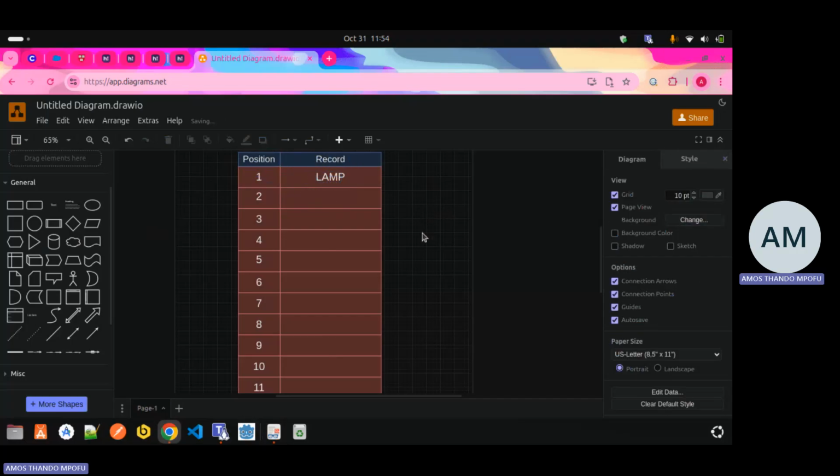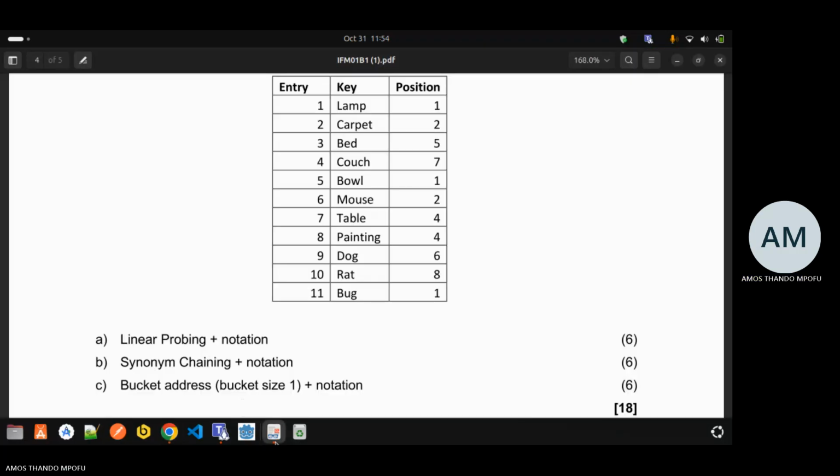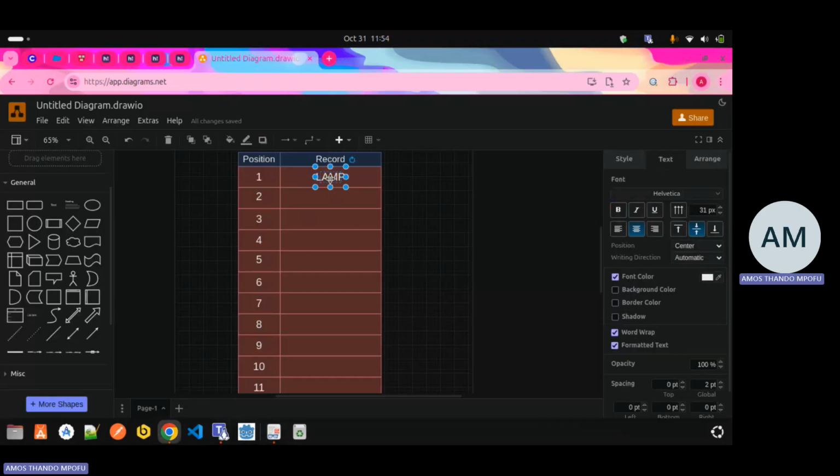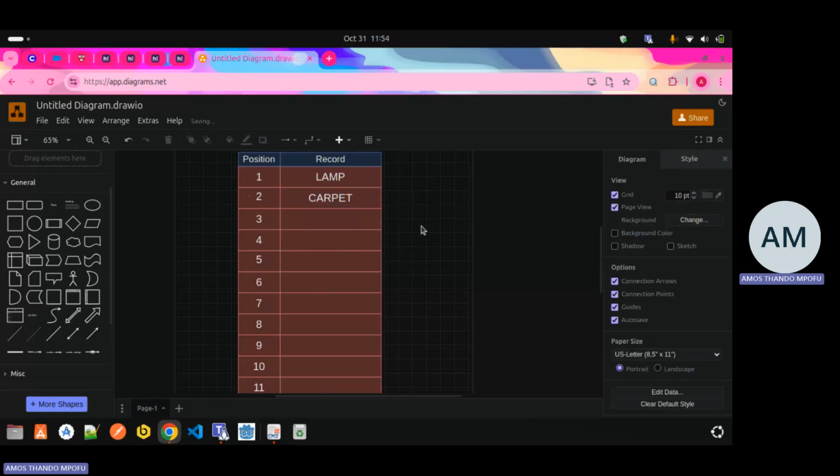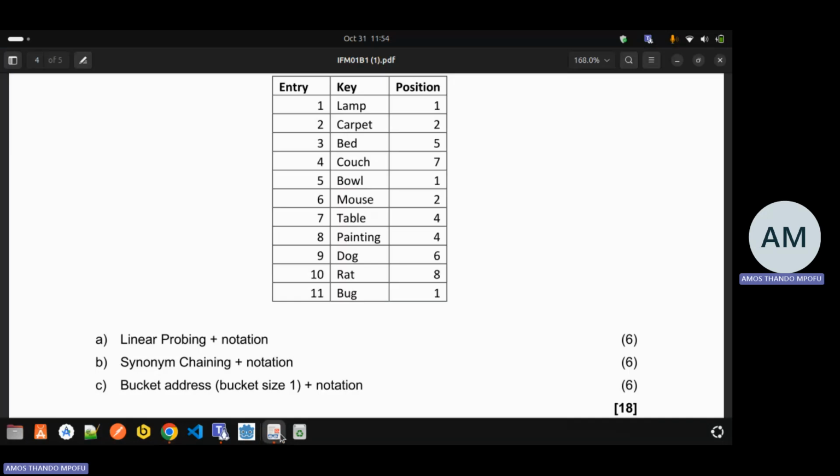So this is lamp at index 1. So far, no collision, right? Nothing. And then position 2, it's carpet. So you see no collisions, nothing. So carpet, right? So we have carpet, done.